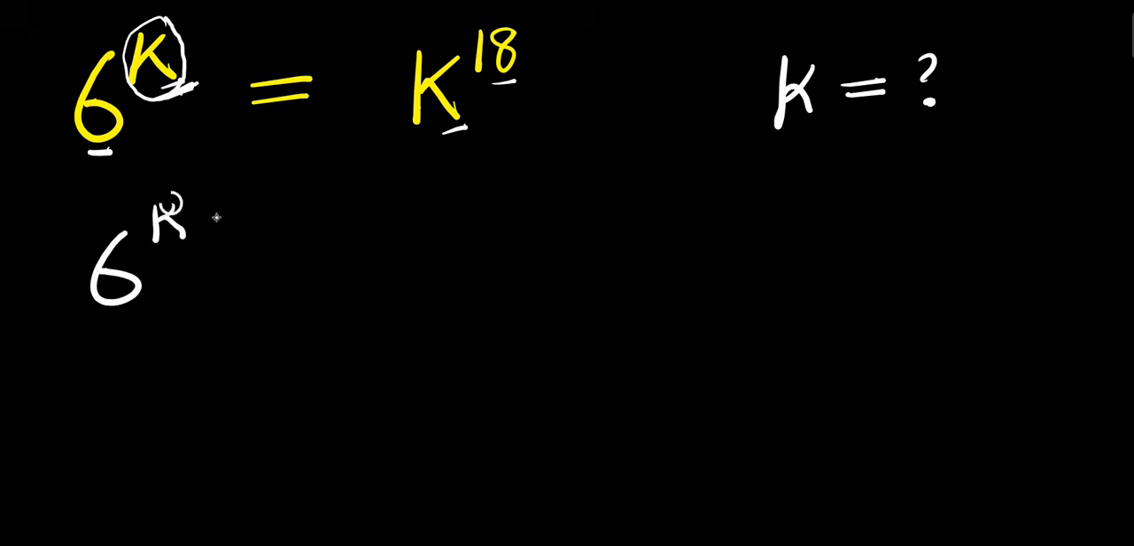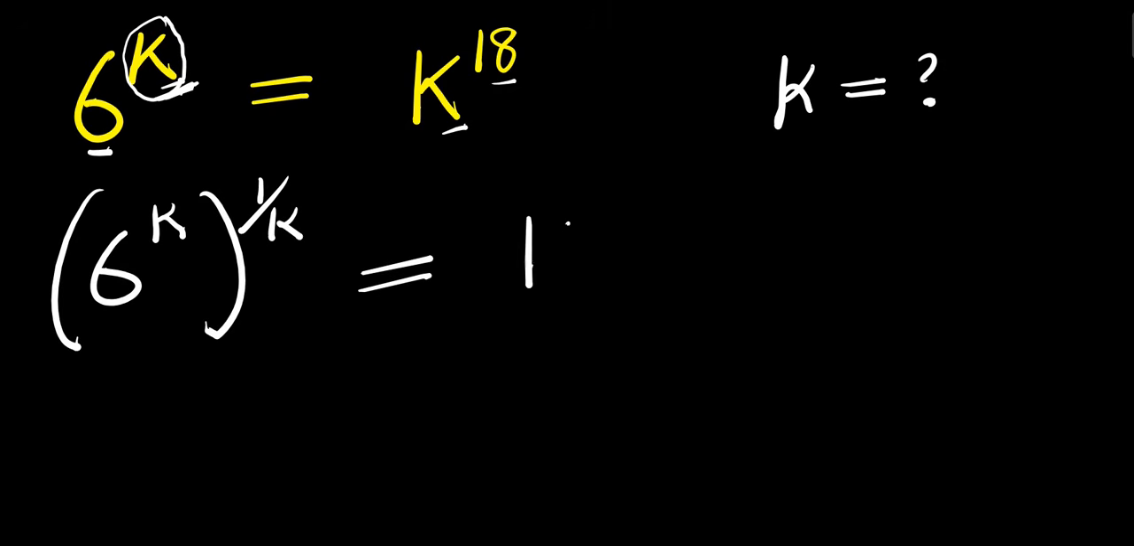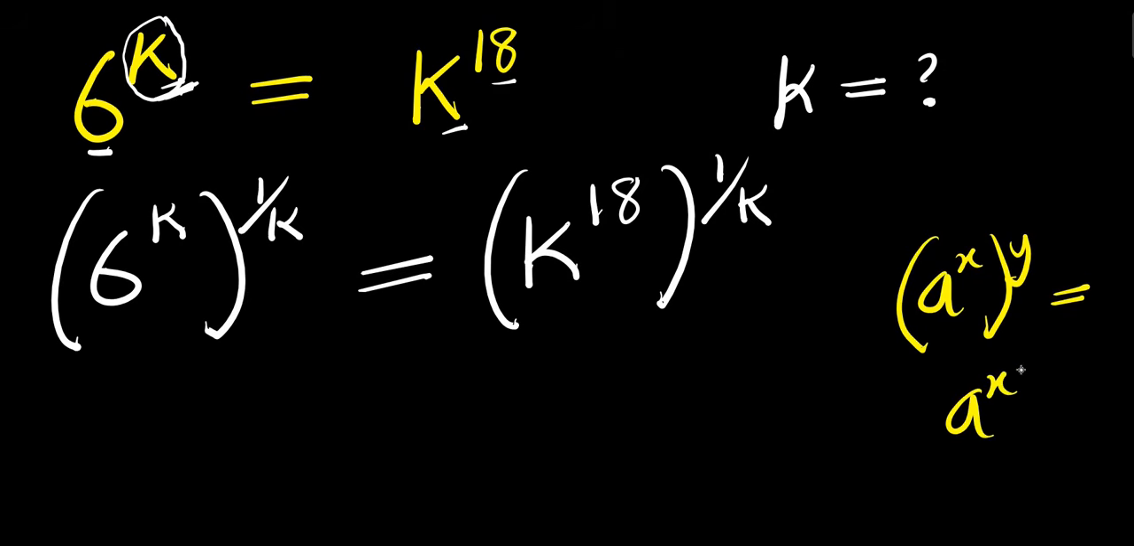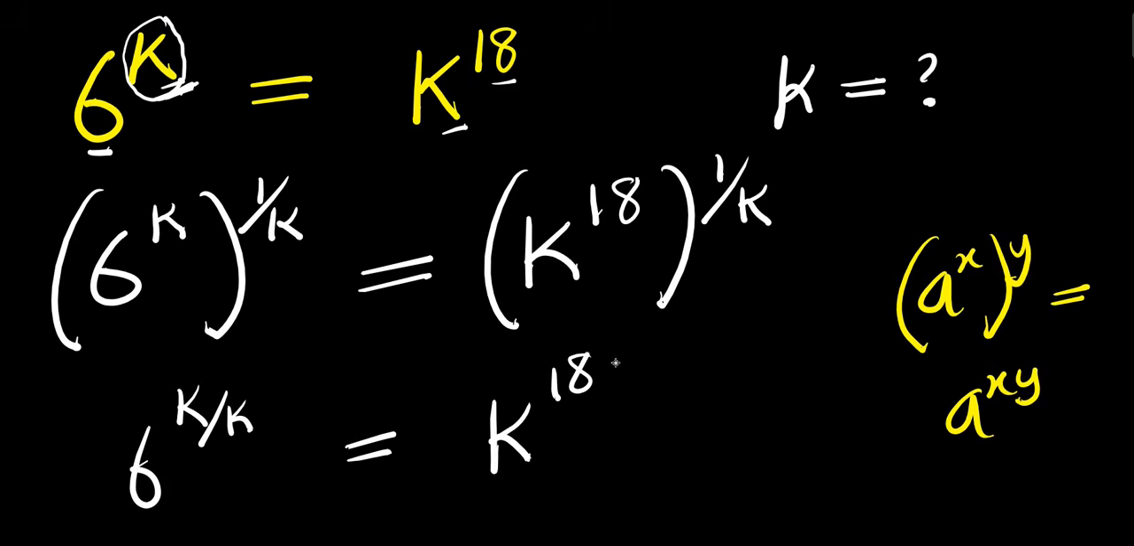6 power k, raised to the power of 1 over k, equals k power 18, the same thing, raised to the power of 1 over k. You have a power x, power y equals a power x times y. So this is 6 power k over k equals k power 18 divided by k. You multiply this, you multiply this.